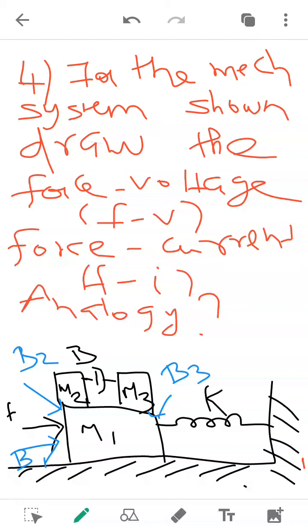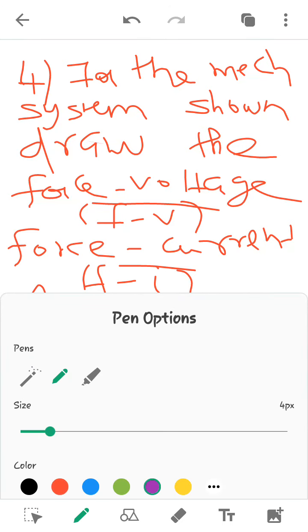Hello, you all. Now we'll solve some problems based upon the analogy that we have seen in the earlier class. So, the given system is a linear mechanical system with three mass elements M1, M2, M3, for which they have asked you to find the force voltage analogy and force current analogous circuits.